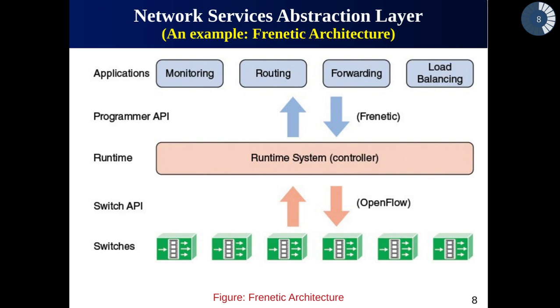Now let us see a real example of the implementation of the network services abstraction layer. This is known as the Frenetic architecture. It is an example of the network services abstraction layer, and it is a programming language which enables different network related entities, like network operators, network designers and policy makers, to program the network as a whole instead of manually configuring individual network elements.